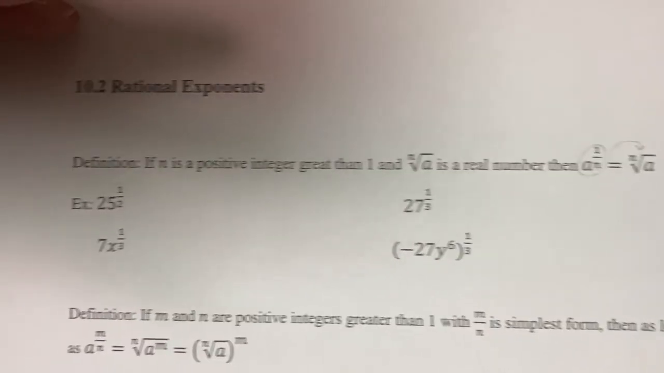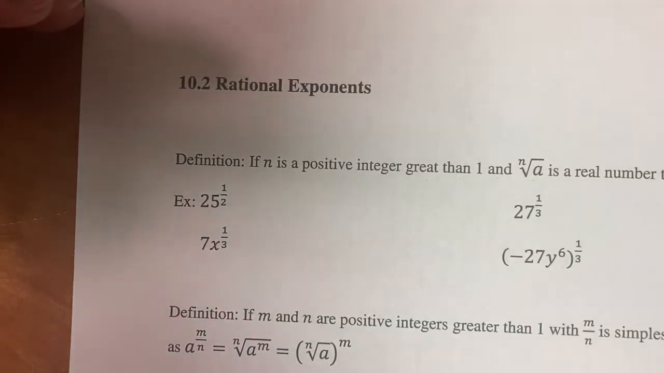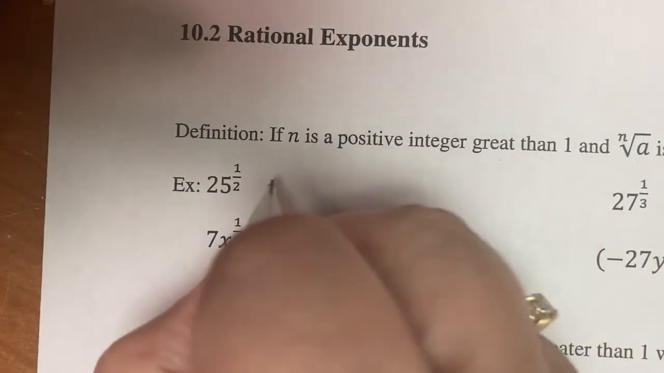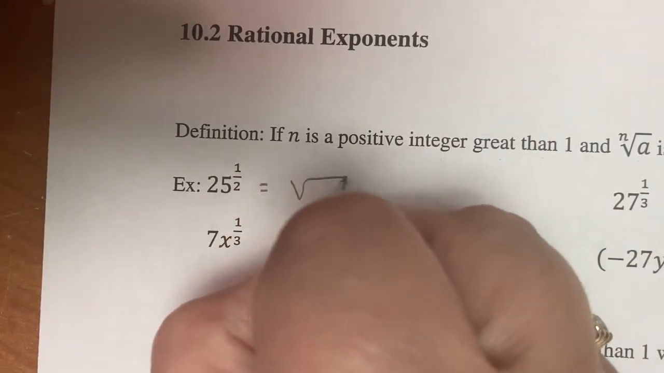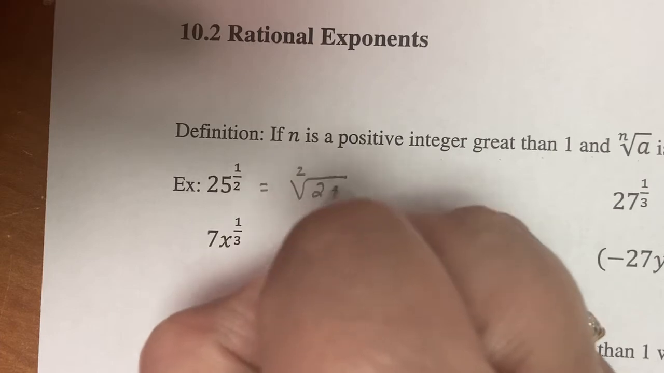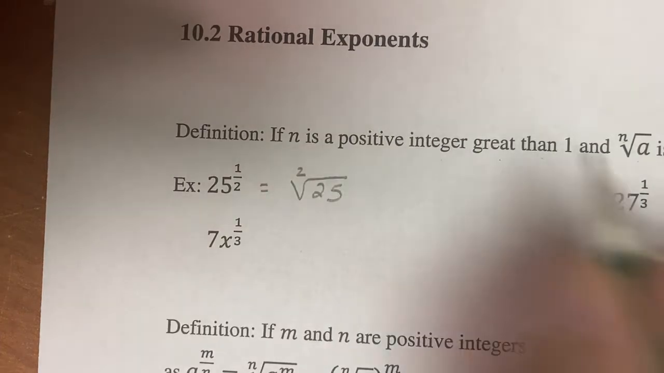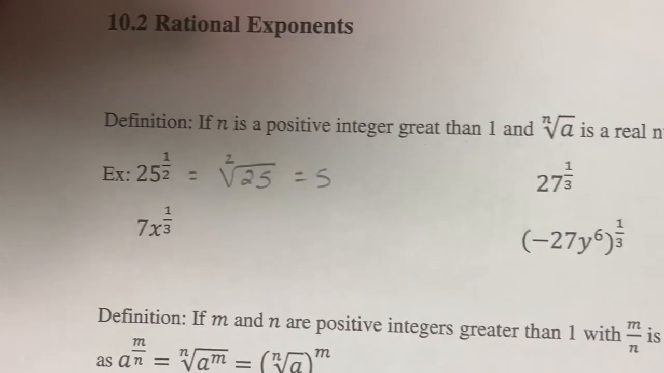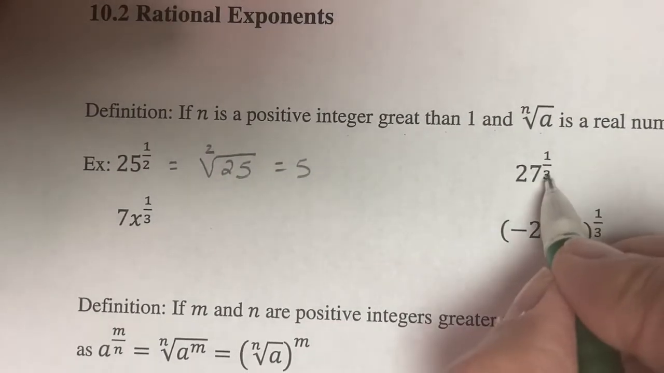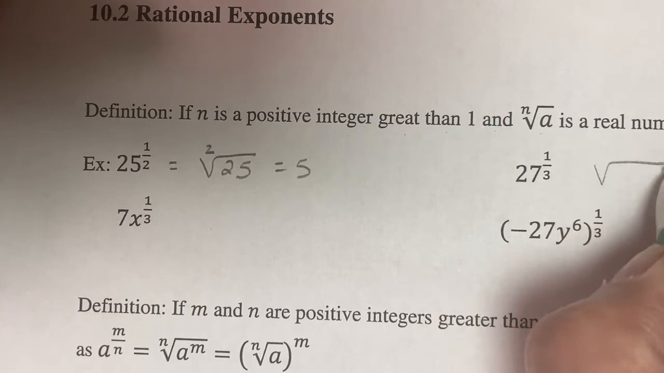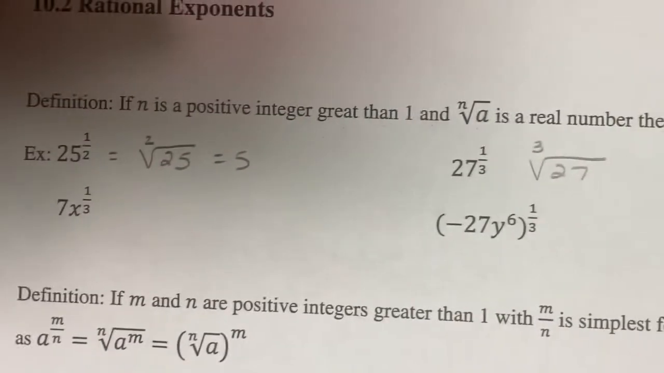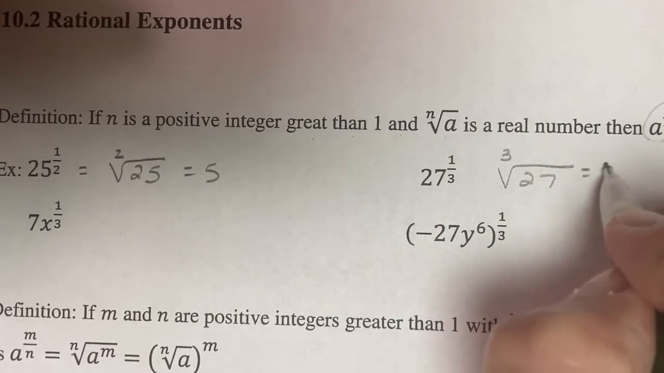So let's put that into action here. If I have 25 to the 1/2 power, guess what? That's really the same thing as the square root of 25, which we know is 5. If I have 27 to the 1/3 power, that is exactly the same as the cube root of 27, which we know is 3.